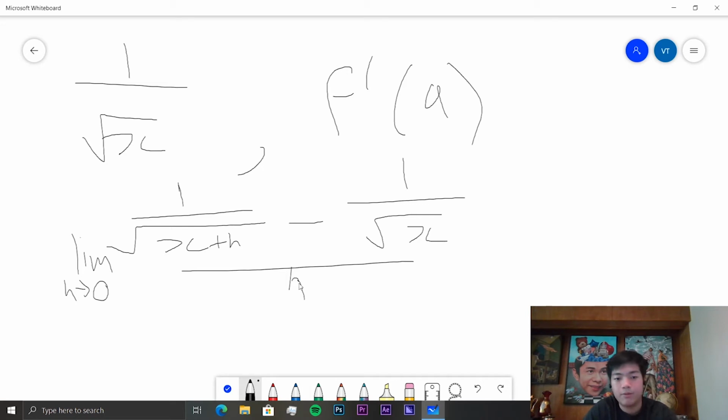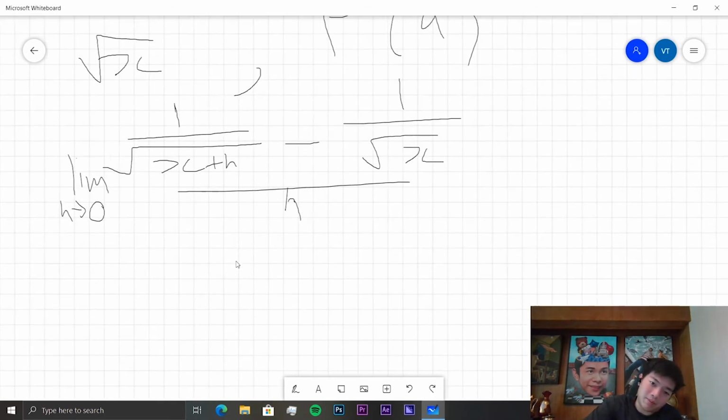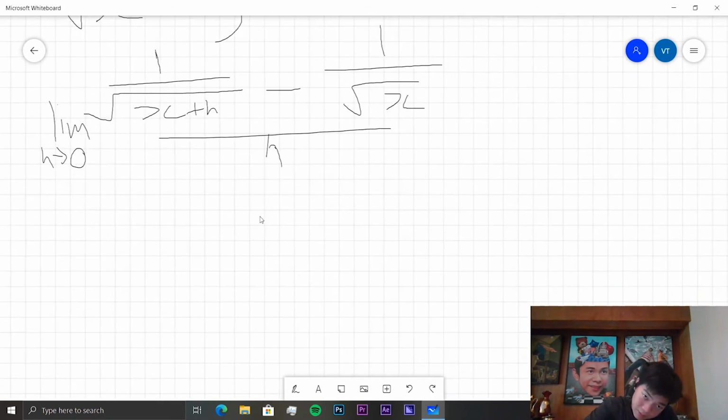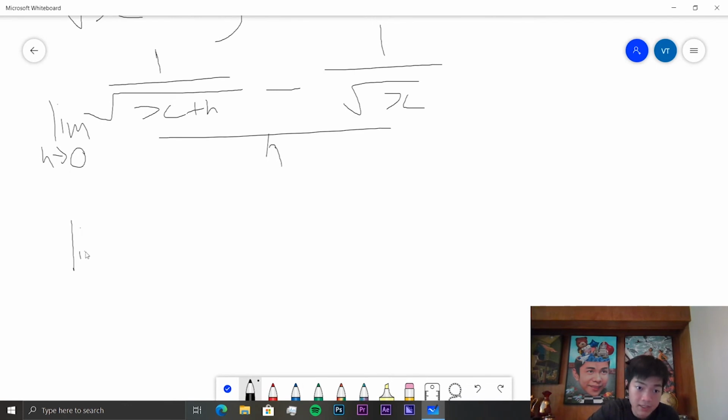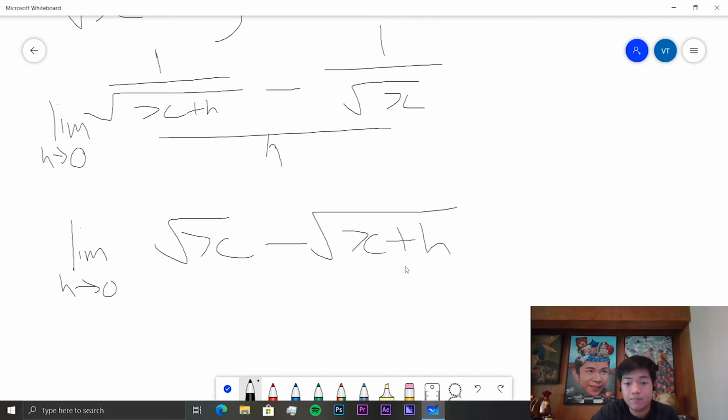So just like the last one, we want to multiply both top and bottom by the square root of x times the square root of x plus h. So we get the limit as h tends to 0 of the square root of x minus the square root of x plus h, all over h times the square root of x times the square root of x plus h.